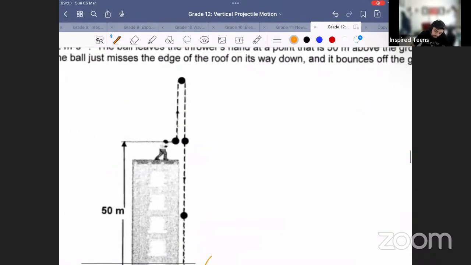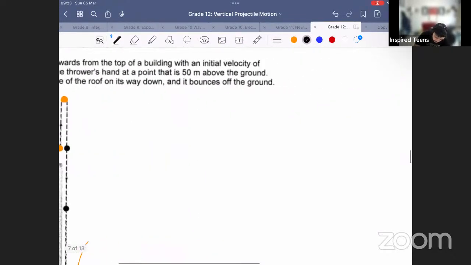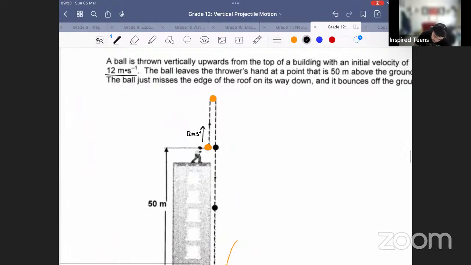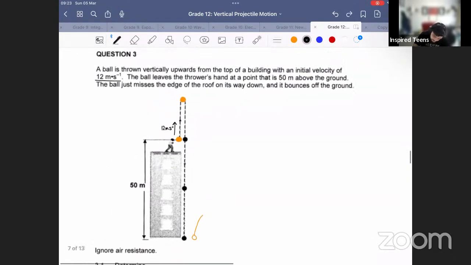So of course, maximum height is here. We are going to work with the motion from the initial throwing. We know that it was thrown with a speed of 5 meters per second. Okay, what else do we know? A ball is thrown vertically upwards, it is 50 meters above the ground. That doesn't help us now, but this is a displacement that we can maybe utilize later.